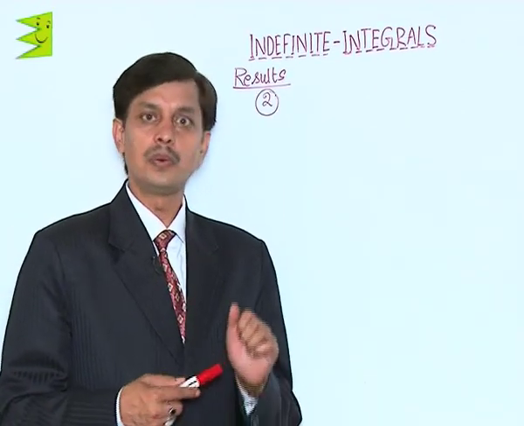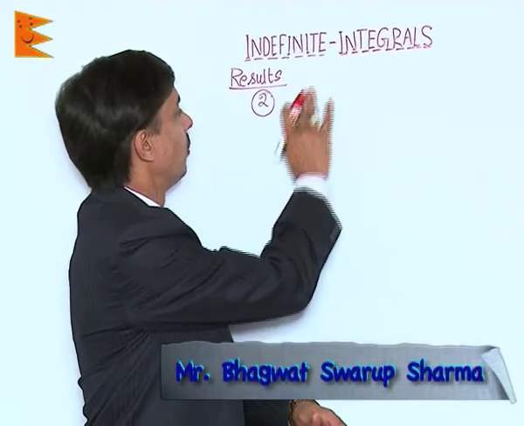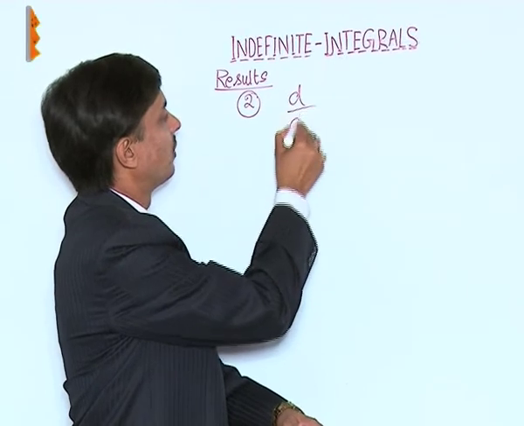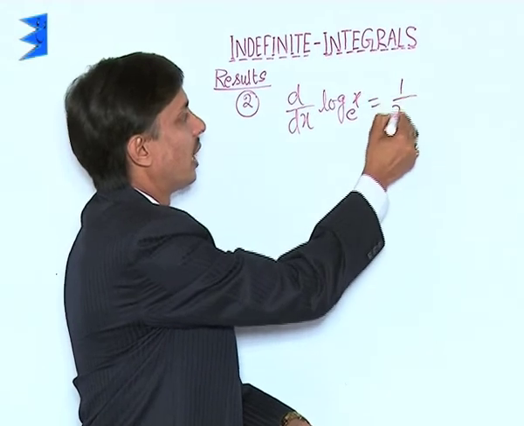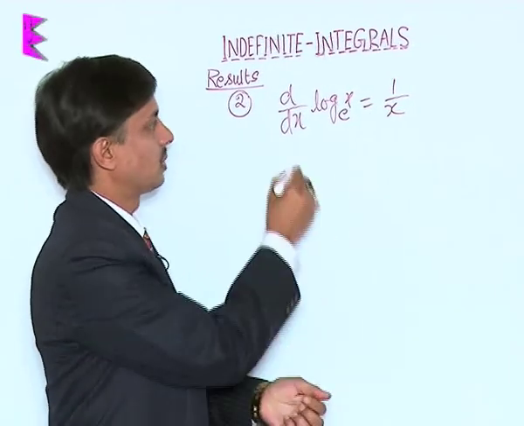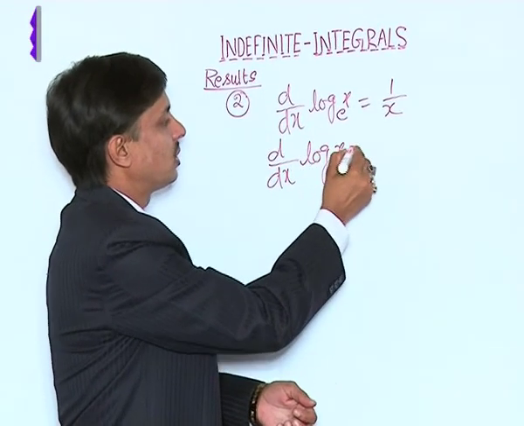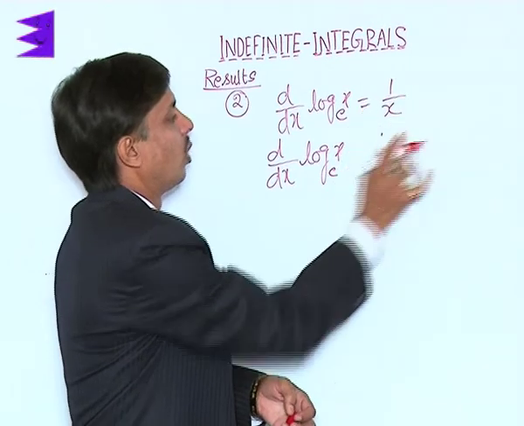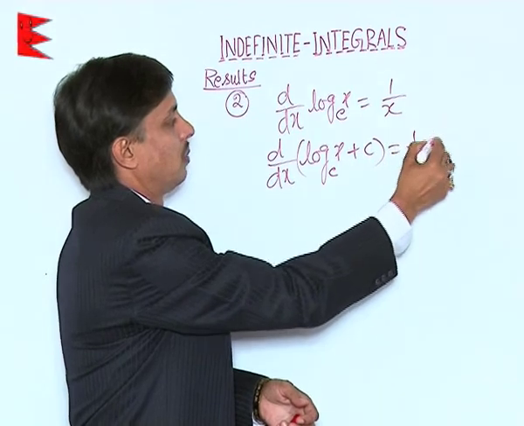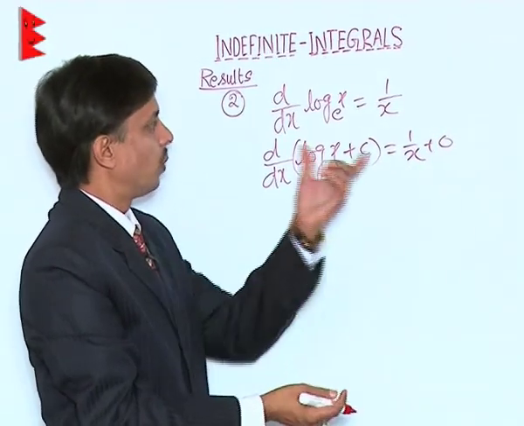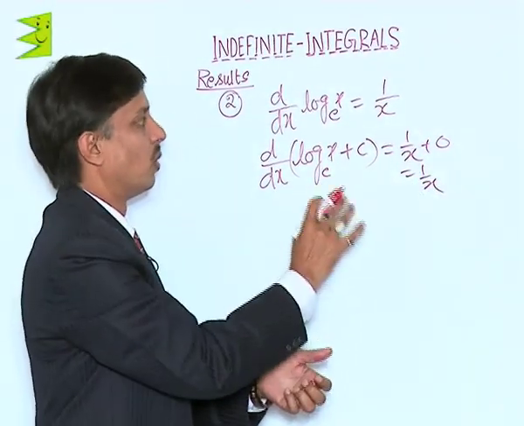Now, in continuation of the results of integration, I am going to tell you that we know that when we differentiate log x with base e, we get 1 upon x. We also know that the derivative of log x base e plus some constant c gives us 1 upon x plus 0. So we can say 1 upon x plus 0 is again 1 upon x.